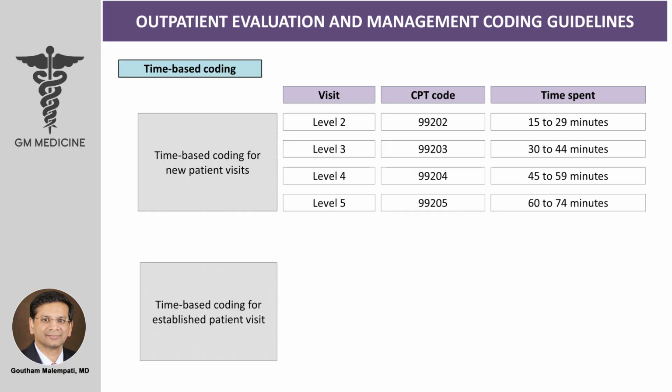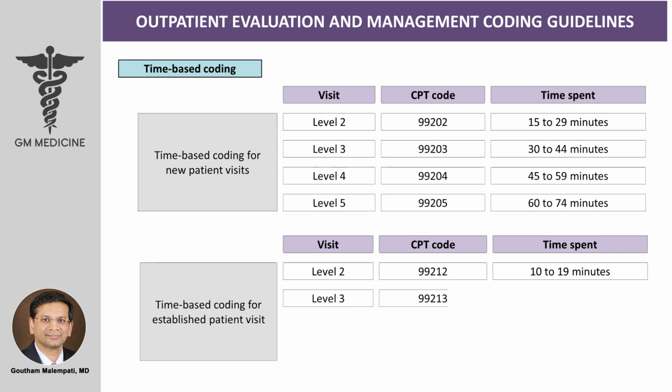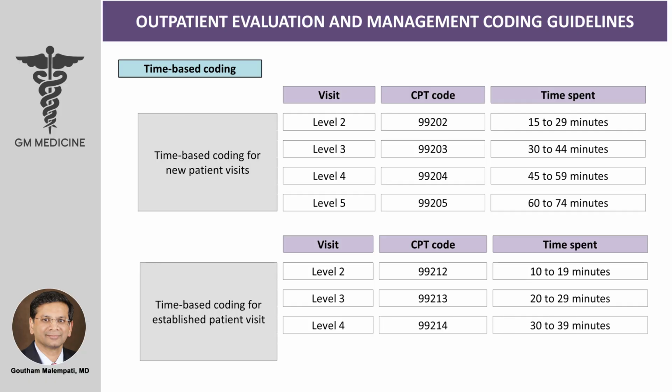Time-based coding for established patient visit. Level 2 visit, CPT code 99212. Time spent should be 10 to 19 minutes. Level 3 visit, CPT code 99213. Time spent should be 20 to 29 minutes. Level 4, CPT code 99214. Time spent should be 30 to 39 minutes. Level 5, CPT code 99215. Time spent should be 40 to 54 minutes.